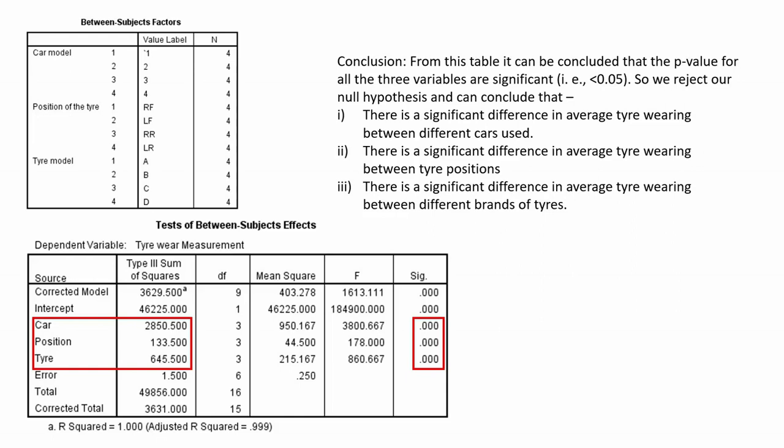That is, from this table it can be concluded that the p value for all the 3 variables is significant, that is, the p value is less than 0.05. So we reject our null hypothesis and conclude that there is a significant difference in average tire wearing between different cars used, different tire positions, and different brands of tires.